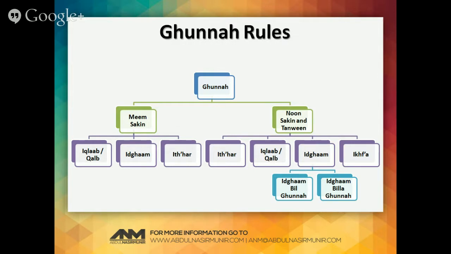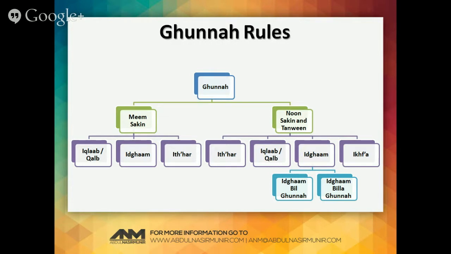Then coming back to the second level, which is the Mim Sakin. The Mim Sakin have further three rules: Iqlab or Qalb, Idgham and Idhar. Now what do these words mean? We will study in detail when we discuss the specific section. Now I just want you to understand what actually Ghunnah is, what is the structure which we are going to study further, what are the subcategories, and what are the names of those categories and subcategories of Noon Sakin and Tanween.